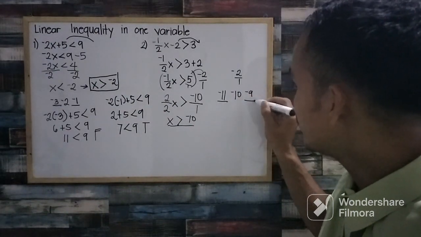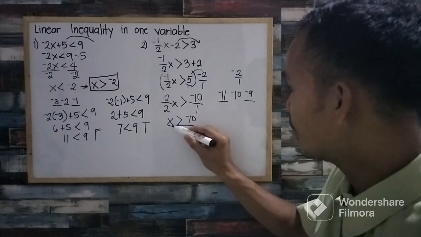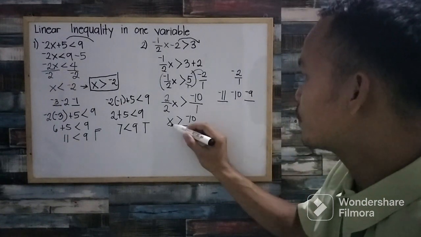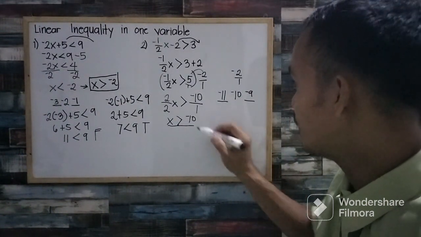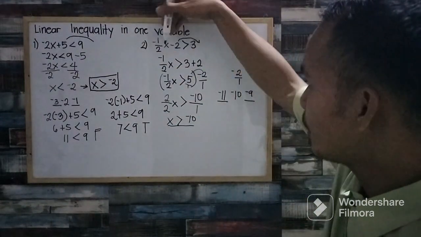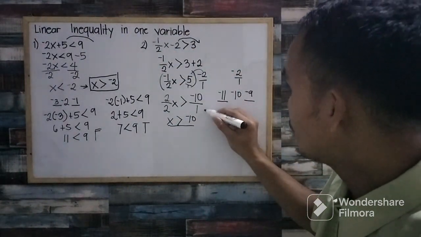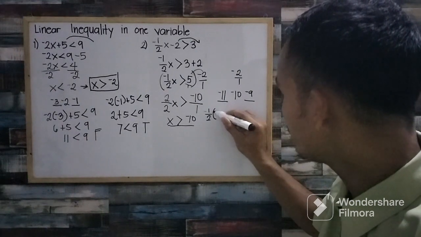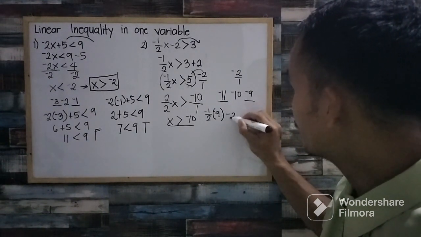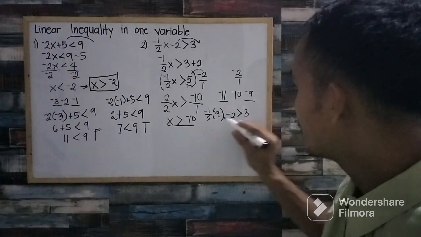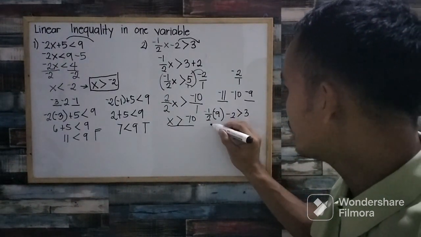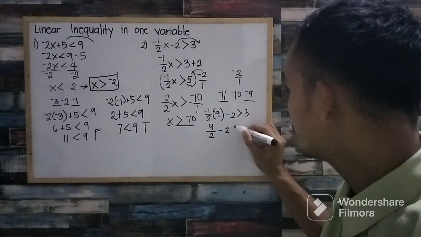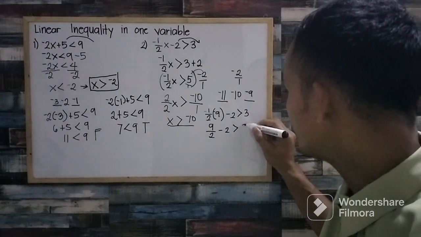Right? Ipoprove natin na x is greater than negative 10. Right? So, uunahin natin yung negative 9 because negative 9 is greater than negative 10. So, ipuprove natin if x is greater than negative 10. So, ano yung gagawin natin? We have to substitute x by negative 9. So, we have that negative 1/2 times, instead of writing x, just write negative 9 minus 2 is greater than 3. So, negative 1 times negative 9, that is positive 9 over 2 minus 2 is greater than 3.